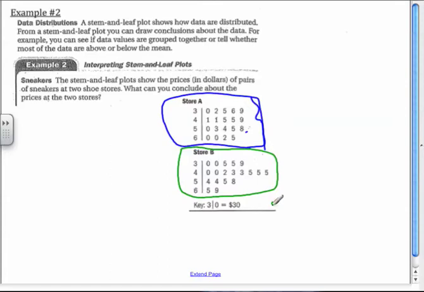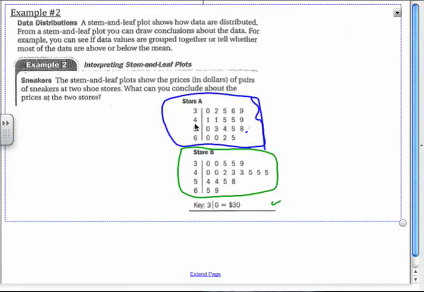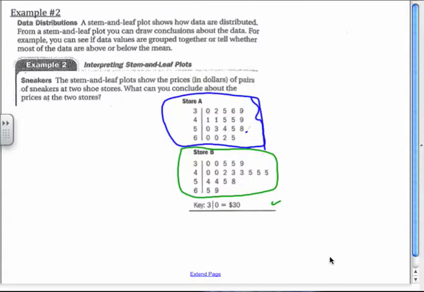How's that? And then here are the prices for store B. Guys, this stuff down here at the bottom, this is called a key. That means that 30 stands for $30 in this one. So, of course, 45 would stand for $45. All right. Well, looking at that, what can we tell? Any ideas? Evan, what do you got?